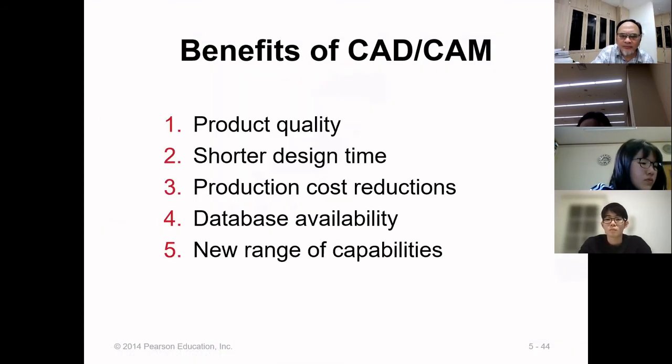And there's a lot of benefits of CAD/CAM. So the short form is CAD/CAM, okay? So you have high product quality, consistency. Same product you can produce because it is automation, and you can reduce costs, and you can use a lot of new range capabilities.